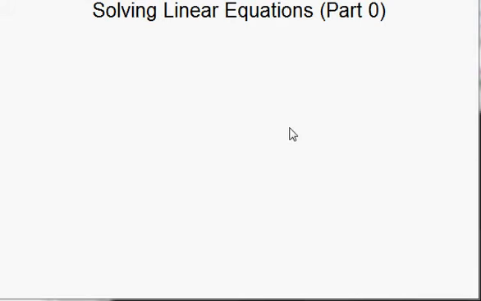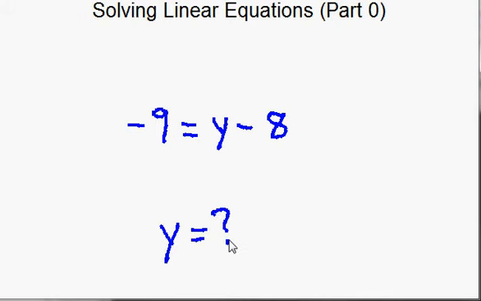Next one is -9 equals y minus 8. And we want to know, what does y equal? Now, Bonnie, is this something you could do in your head? No. It's a little bit more difficult, isn't it? So we've got to do it systematically. Now, we want to try to get the y on one side and all the numbers on the other. So which side do you want to get the y on? The right side or the left side? The right side. Yep, it's already there, so let's just keep it on the right side.